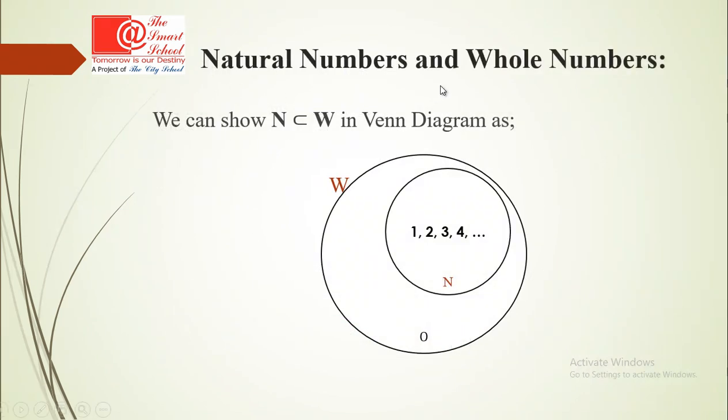Now natural numbers and whole numbers can be represented on a Venn diagram. So here the big circle shows whole numbers and the smaller circle shows natural numbers, and all the natural numbers are part of whole numbers except 0. So in the big circle only 0 is written, because all the others are part of both the sets.